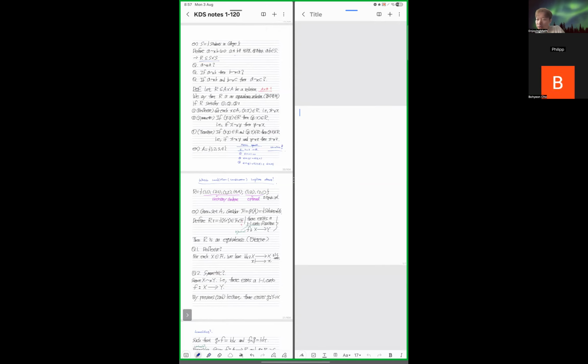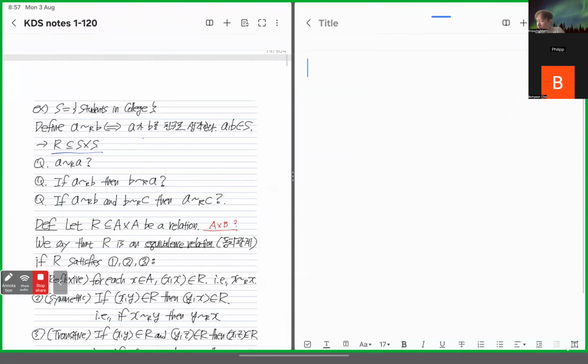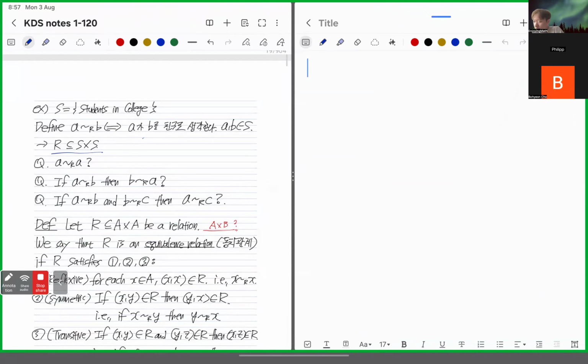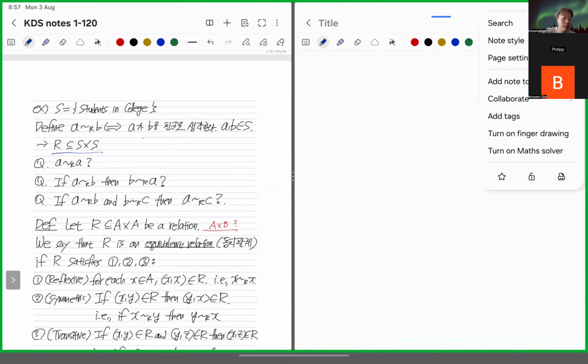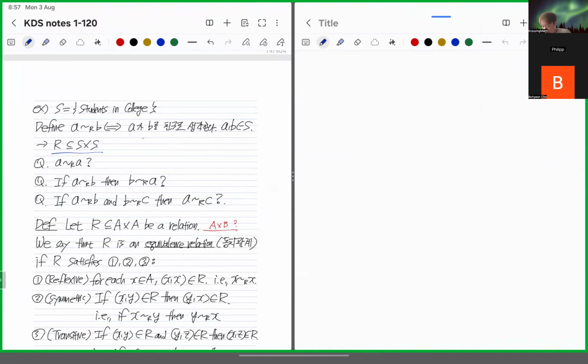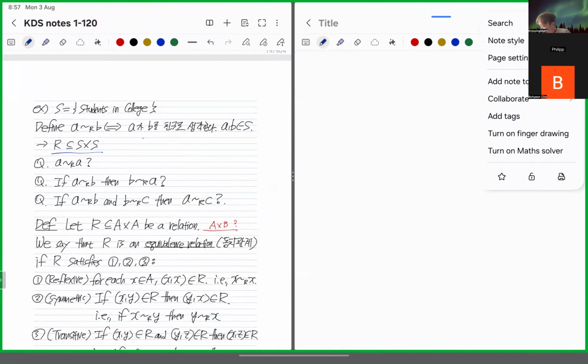For a moment, I will change some settings so we can write this down. So in this notation, where it says the first big letter, A tilde RA, we can replace it with A is equivalent to A, because exactly the relation we have here is the equivalence relation. So we can say A is equivalent to A.